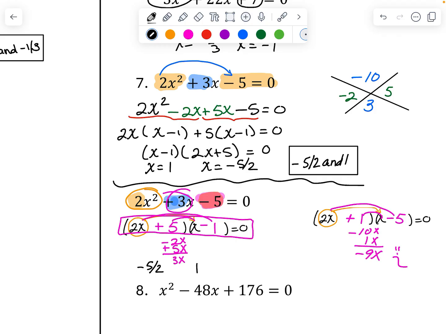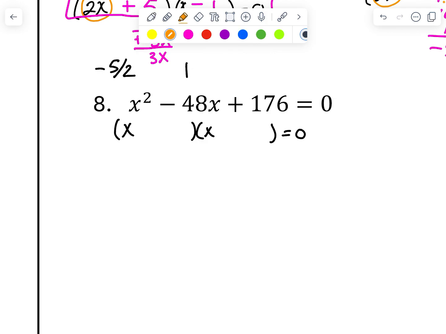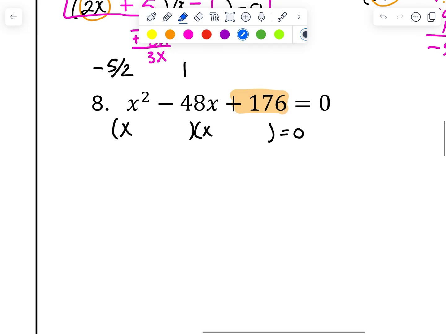Okay? This next one is not nice, easy to manipulate numbers. But at least it doesn't have a number in front of x squared, so I can at least start. But I need the factors of 176 that add to negative 48. And I don't know all the factors of 176. And I don't want to make a list.